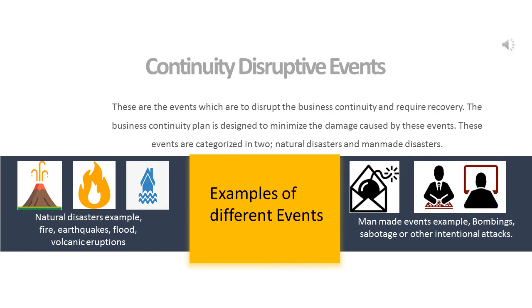So then we have continuity disruptive events. These events are events that can affect the business continuity and require disaster recovery. This is also well documented in the physical security domain. So here we are concerned with those events, either natural or man-made, that are of a substantial nature as to pose a threat to the continued existence of the organization.